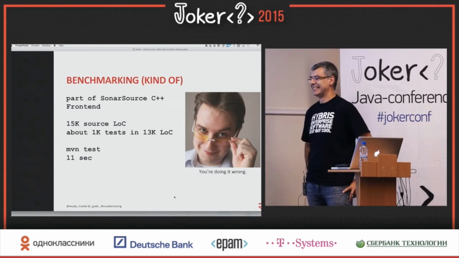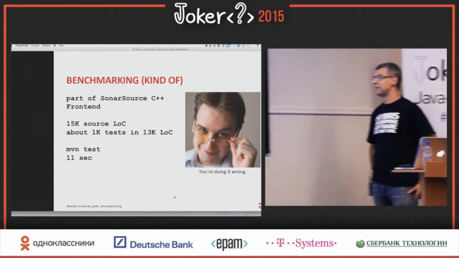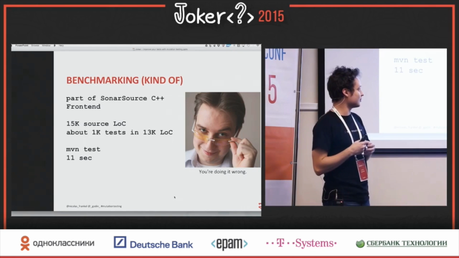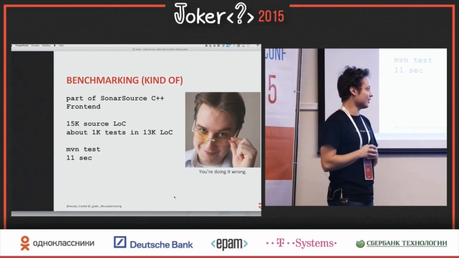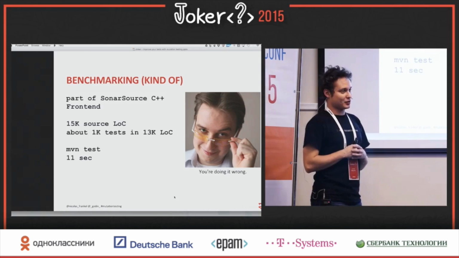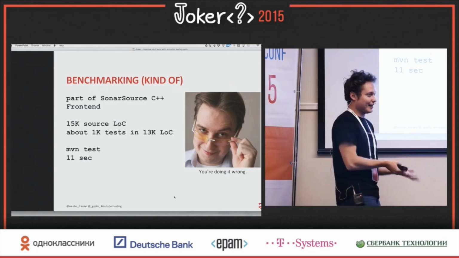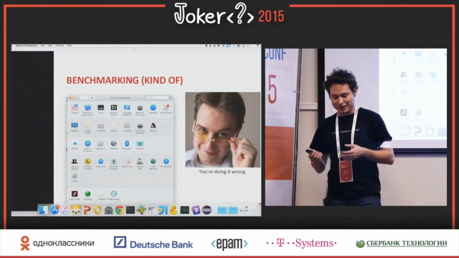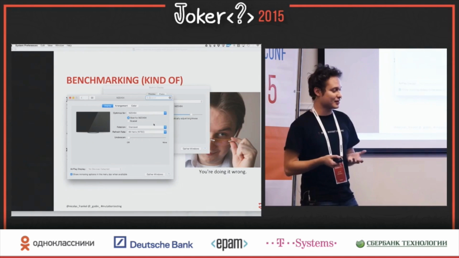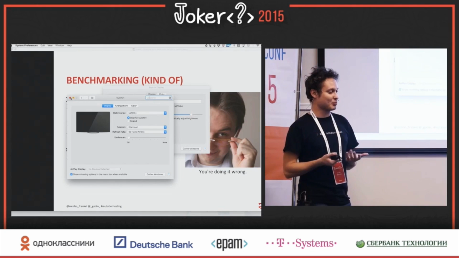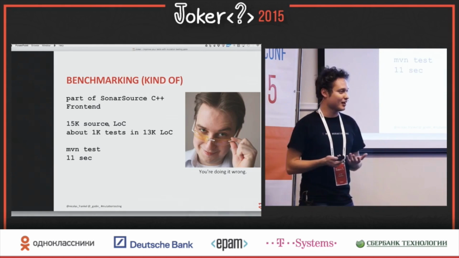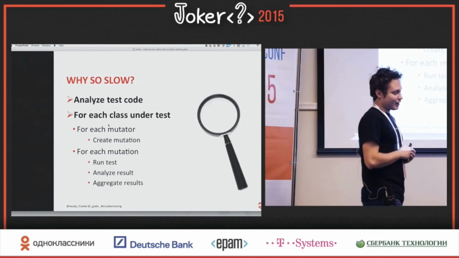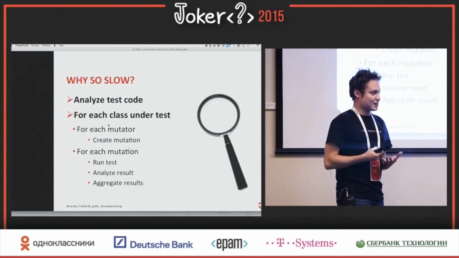If I run the same code base with Pit, it's going to take something like 5 minutes, if I'm not mistaken, which is quite long. We went from 11 seconds to 5 minutes. If I would like to run the same during each commit, it's not going to be possible. I don't want to wait 5 minutes. I will be drinking too much coffee then. So, why is it so slow?